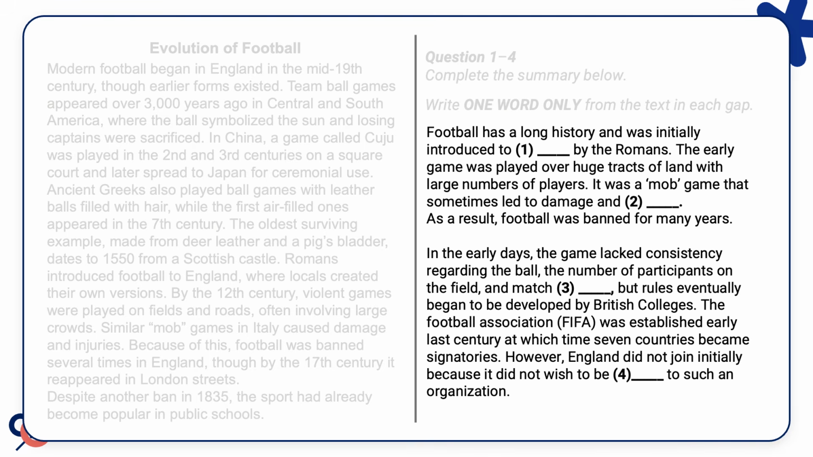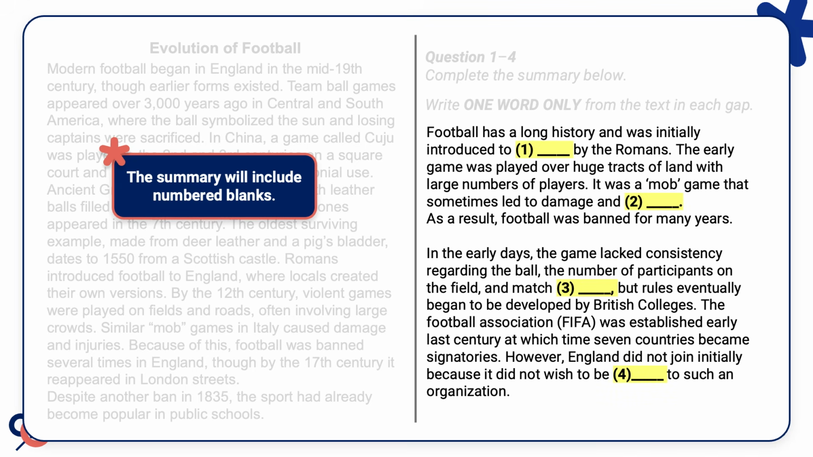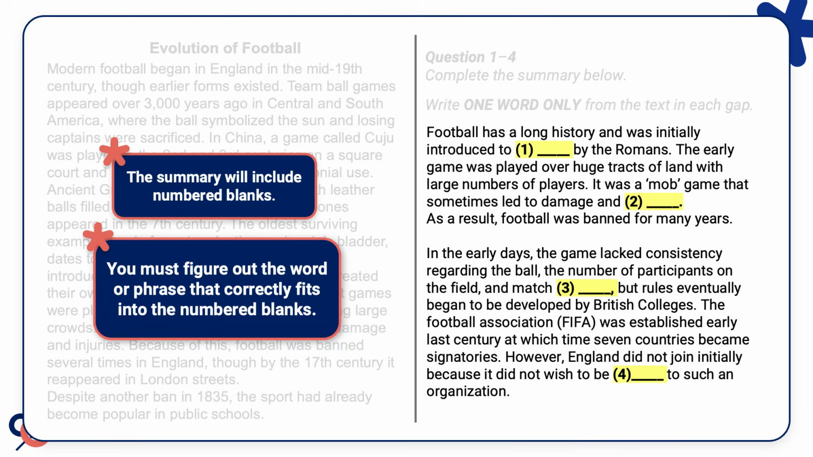And here is what the summary looks like. It usually consists of 1 or 2 paragraphs. In this question type, the summary will be a paraphrase version of one part of the text, not the entire text. The answers may not come in the same order as the text, but they will come from one section or area of the text. The summary will include numbered blanks where your answers go. You'll need to figure out the correct word or phrase that fits into each numbered blank.